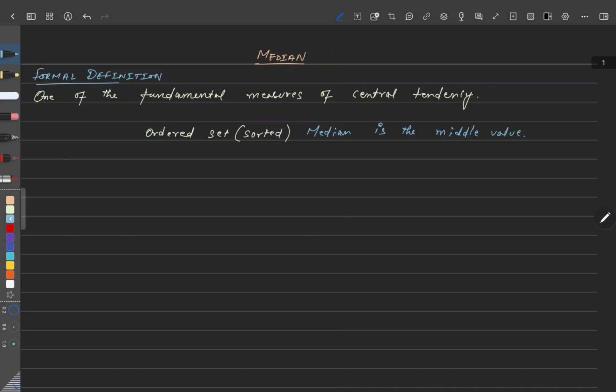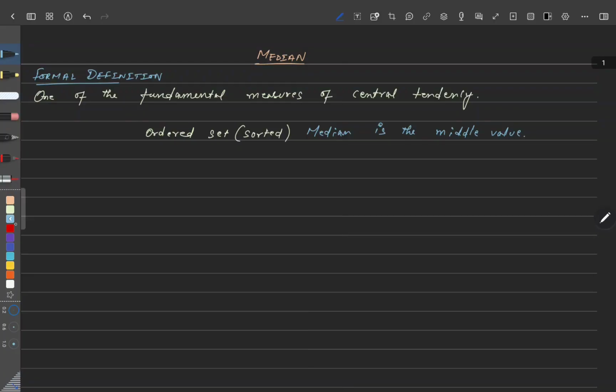So this ordered set or sorted set can be a set of numbers, or it can be an ordinal data. Ordinal data is a data which is naturally ordered. For example, rating data, right? So the rating can be poor, good, excellent. So this is an ordered data. So in this case, the median will be the middle value. In our rating example, poor, good, excellent, good will be the median, right? So something like that. Median is basically the point that divides the data into two equal halves.